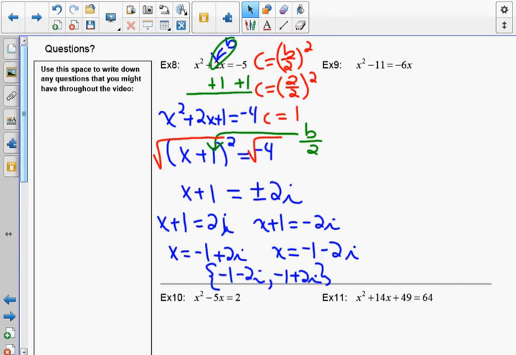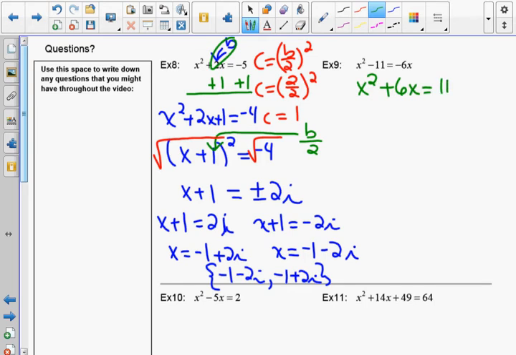We have x squared minus 11 is equal to negative 6x. So we need to make sure that we have everything with a variable on one side, everything without a variable on the other side. So that's going to be x squared plus 6x is equal to a positive 11.